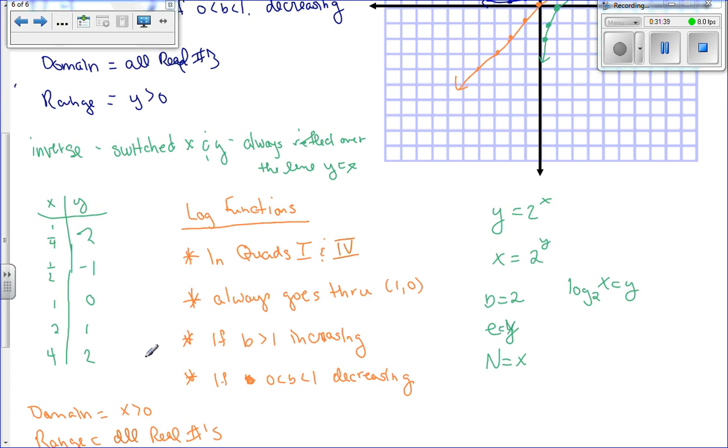Just because we switch the x and y places doesn't mean that the x and the y values actually change. The domain is always going to be x, the range is always going to be y. The domain is still x, the range is still y. We've just switched their values in those places.